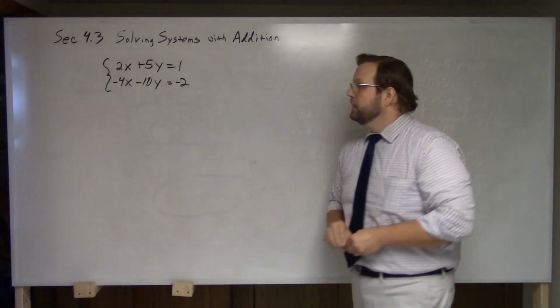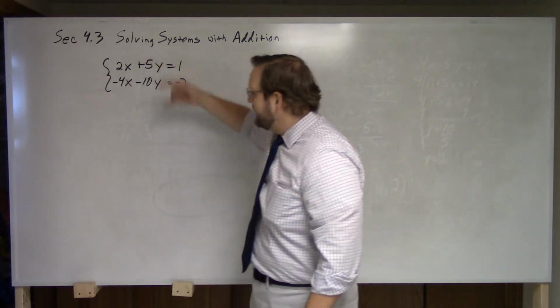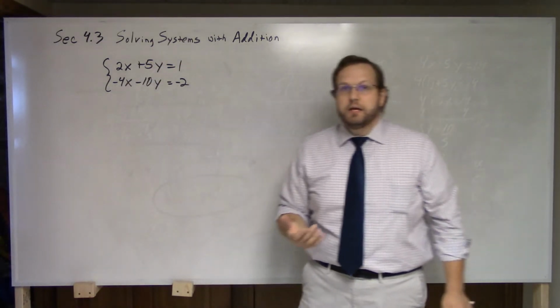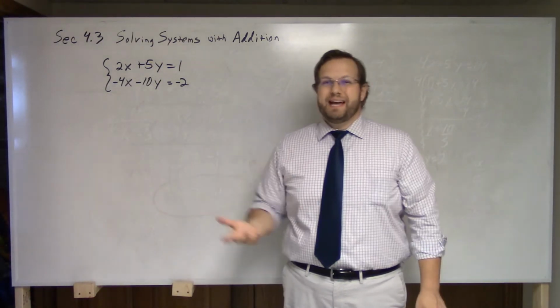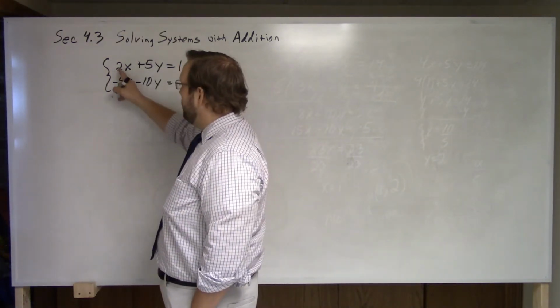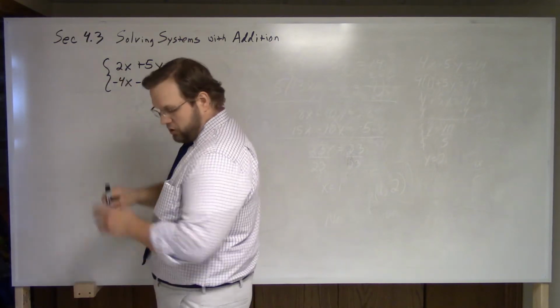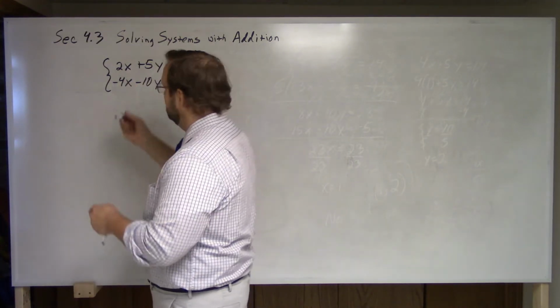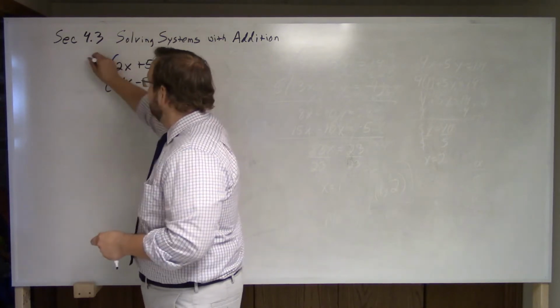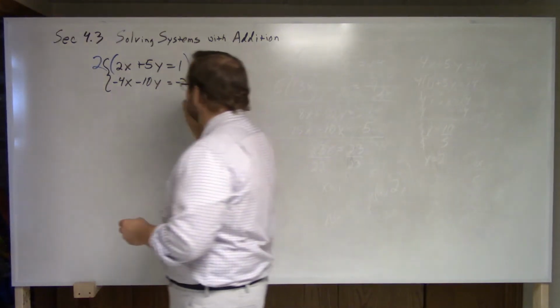Okay, so for this one, notice the x's and the y's, they both have the opposite signs. So we just have to pick one. Let's go with the x just because it's in the front. I'm going to try and make these both become a 4. Okay, this one already is. So I'm going to multiply that top equation by a 2. Okay, now be careful with that distribution.